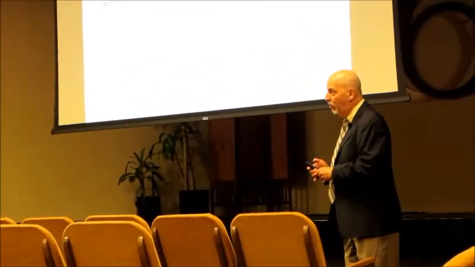Let's define what dry eye is. Dry eye is a condition where the eye doesn't produce tears properly. There are two systems that produce tears.